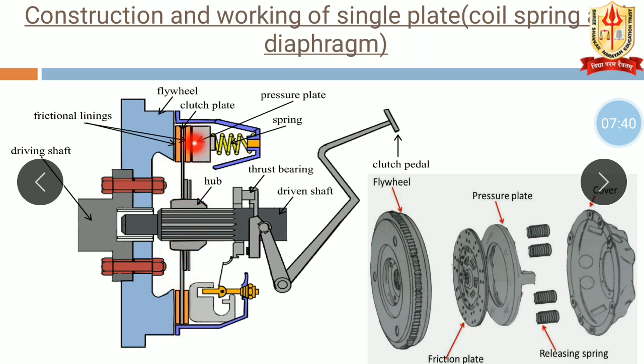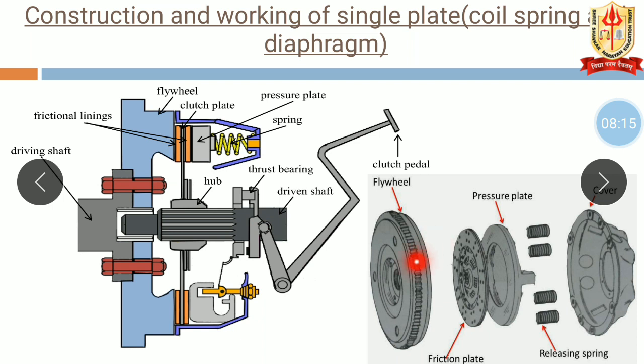This is the clutch plate. This is the pressure plate, which applies the pressure exerted by this spring to the clutch plate. This is the spring, a coil spring. Then we have the hub, and the thrust bearing. This is the driven shaft, and we have the handle. Here in this position we have the fulcrum pin. So these are the components.